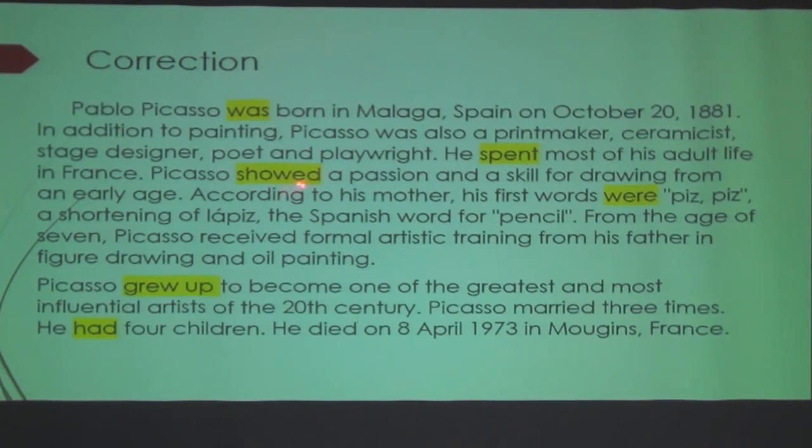Picasso showed a passion and a skill for drawing from an early age. According to his mother, his first words were piz piz, a shortening of lapis, the Spanish word for pencil. From the age of 7, Picasso received formal artistic training from his father in figure drawing and oil painting. Picasso grew up to become one of the greatest and most influential artists of the 20th century. So here we have grew, the simple past of grow. Picasso married 3 times. He had, the simple past of have, 4 children.